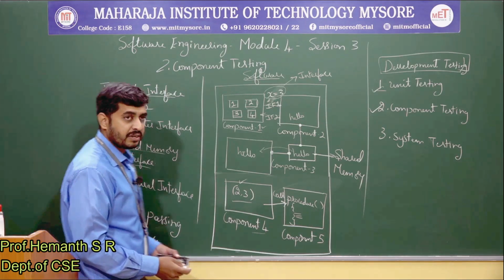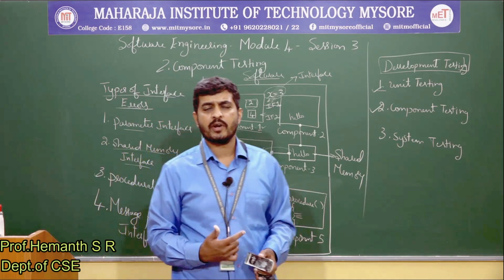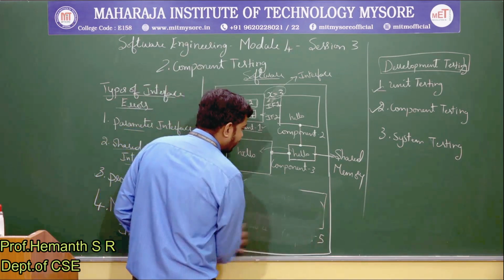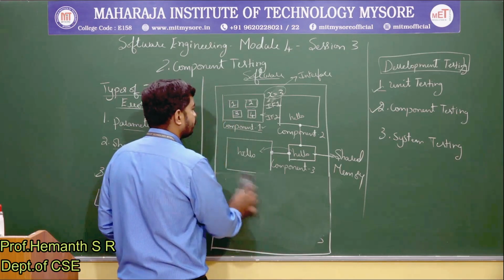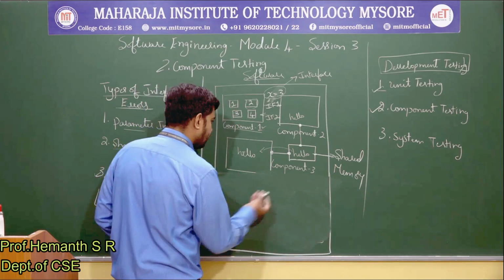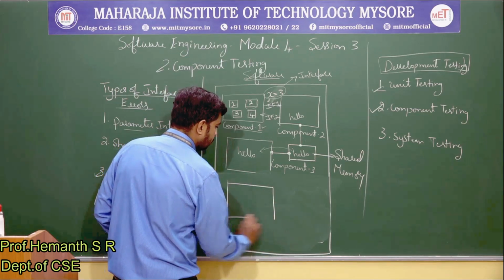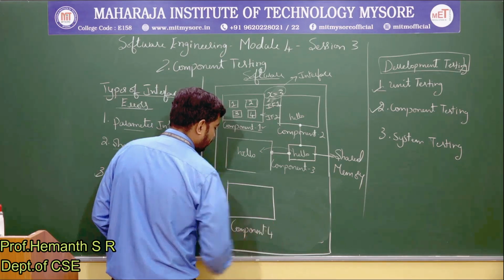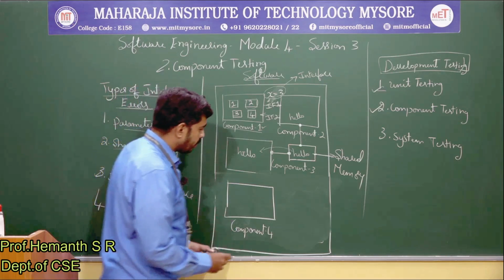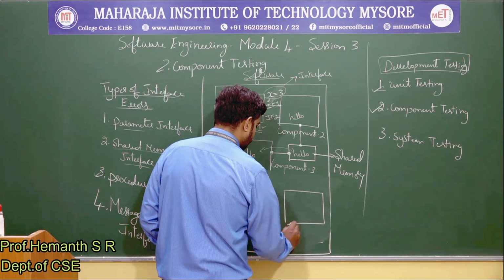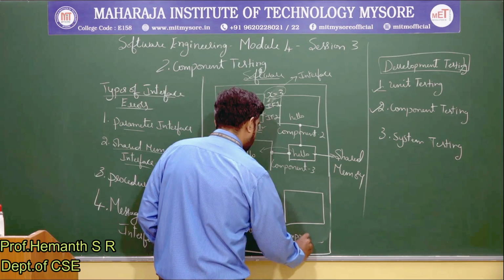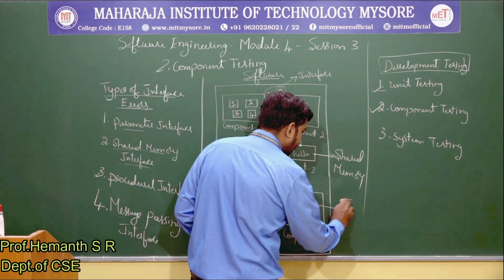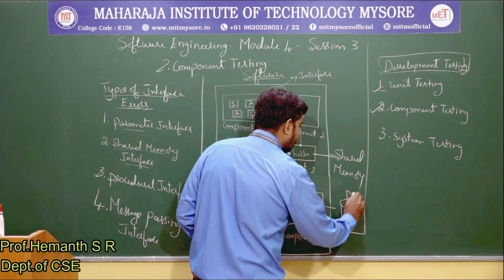Now what is a message passing interface? It is typically like a client server environment. For example, I will take an example where I have a component, component 4. We will assume one more component is there, component 5. We will also assume component 5 is connected to the DB, the database.